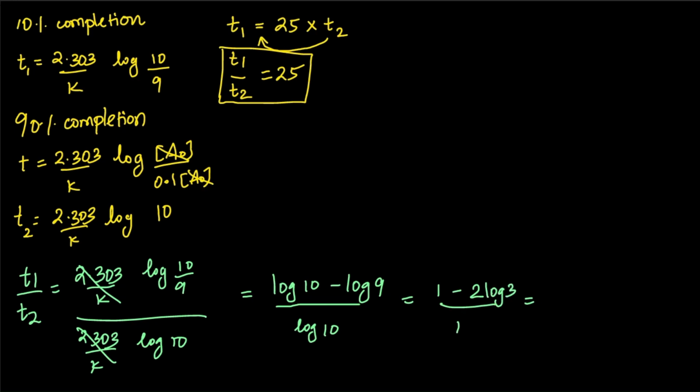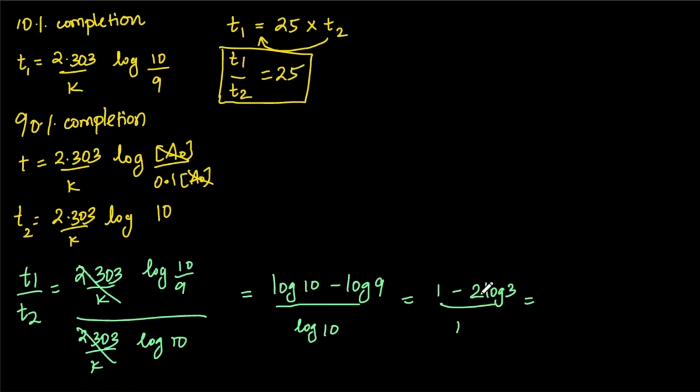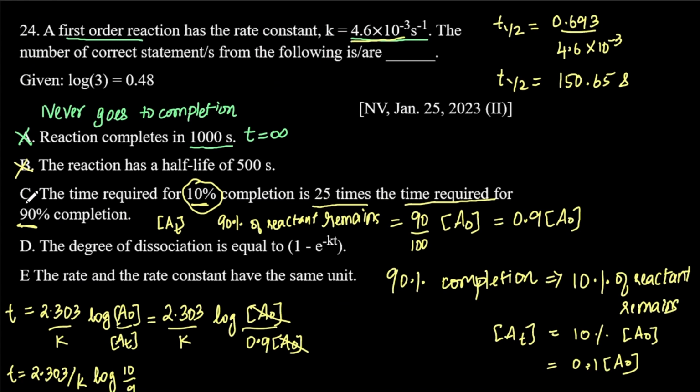So log 3 value is given in the question. Log 3 is 0.48. So 1 minus 0.48, so the answer is 0.52. T1 by T2 we are getting as 0.52. We are not getting 25. So the option C is also wrong. The statement that the time required for 10% completion is 25 times the time required for 90% completion is wrong. So let us go to the option D.